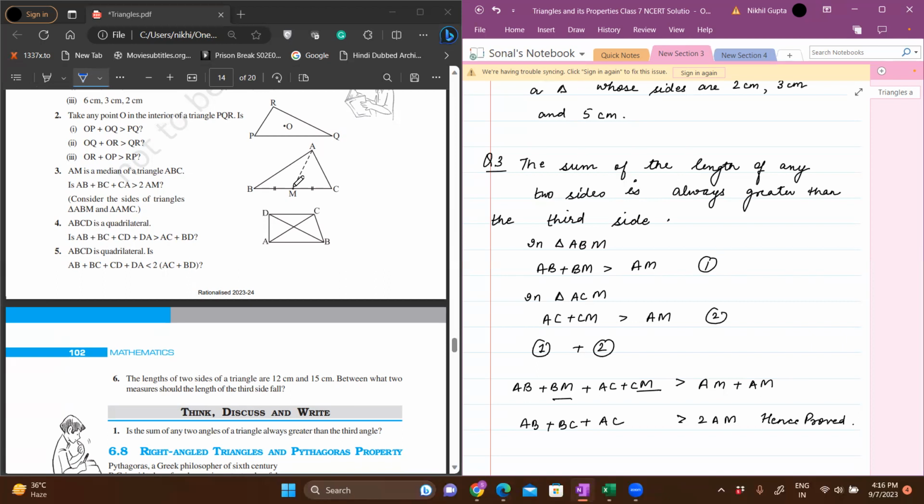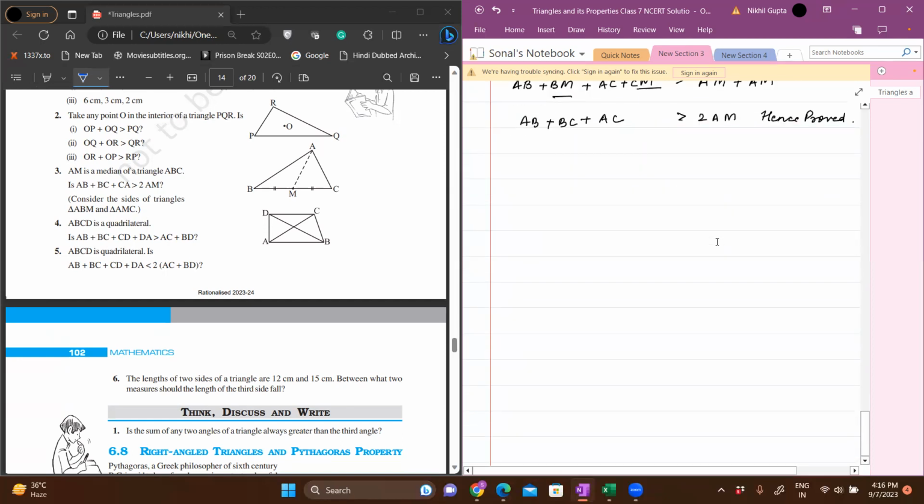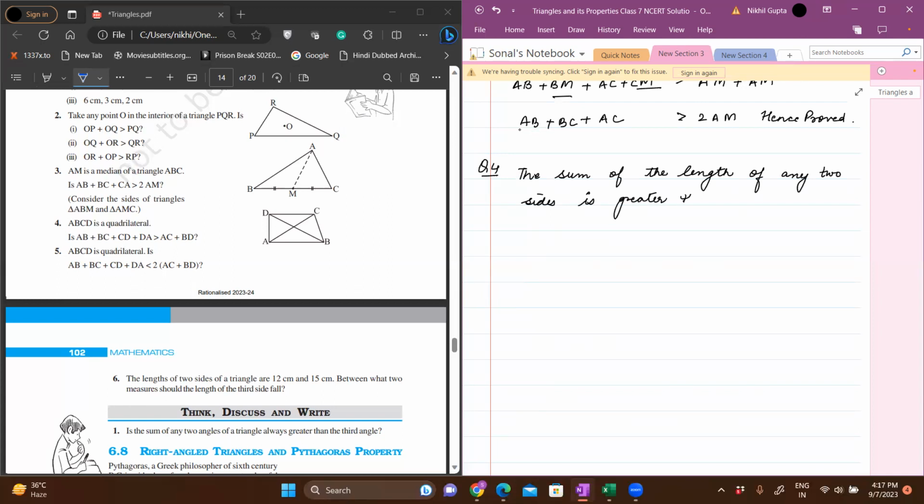Now let's come to the next question. Question number 4 says ABCD is a quadrilateral. We need to find AB plus BC plus CD plus DA is greater than AC plus BD. So as we already know, the sum of the length of any two sides is greater than the third side.